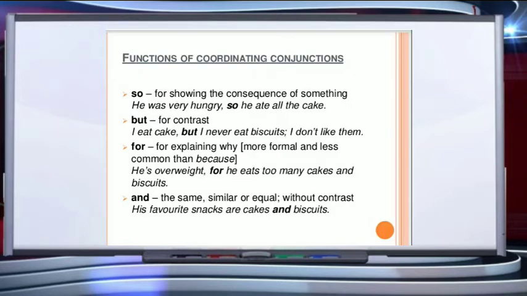Now, children, what are the functions of the various coordinating conjunctions? The coordinating conjunction so is used for showing the consequence of something. For example, he was very hungry, so he ate all the cake. But is used for contrast. I eat cake, but I never eat biscuits.